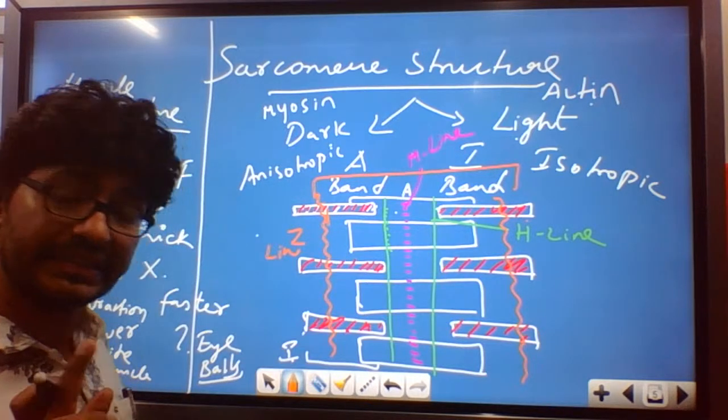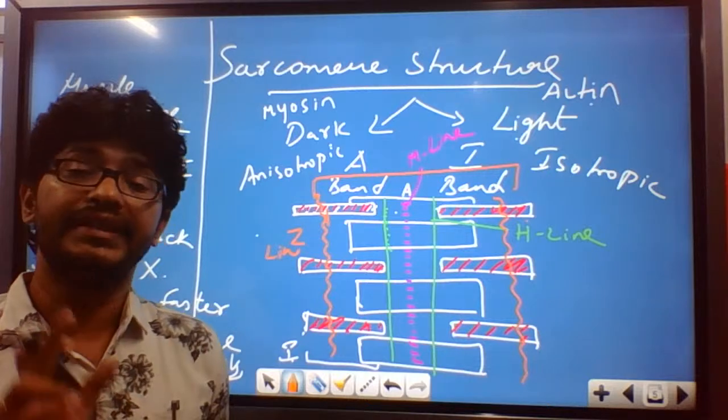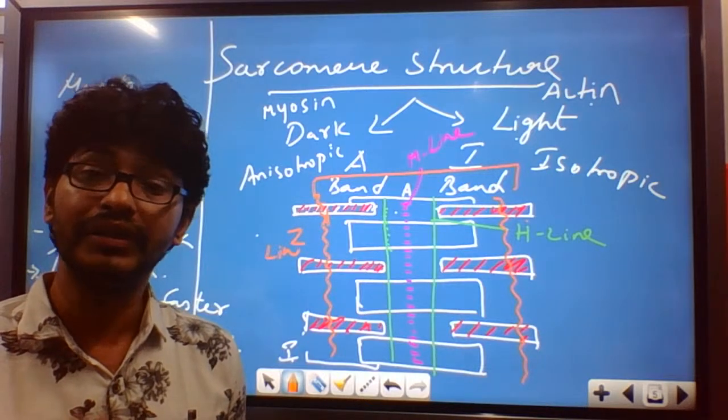Question: the sarcomere is the structural and functional unit of the muscle, correct? But the sarcomere is actually playing a very important role in contraction.